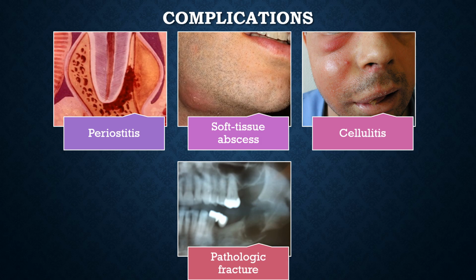The second complication is a soft tissue abscess. So, from the bone, the lesion can spread to involve the surrounding soft tissue, causing an abscess. This abscess can then result in the formation of a cellulitis, where the inflammatory exudate is no longer confined to a particular space but spreads along tissue spaces and planes. Finally, the last complication would be pathological fractures.